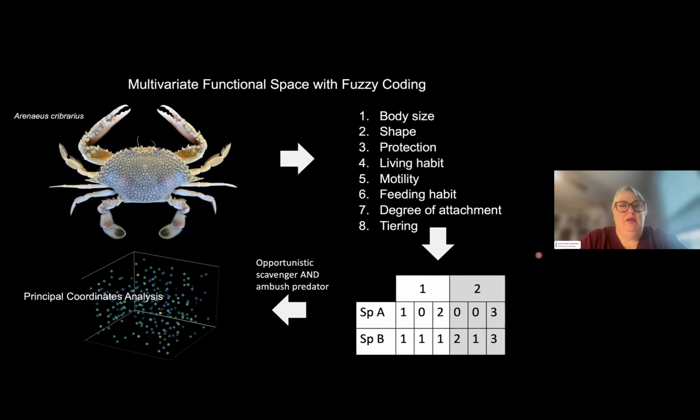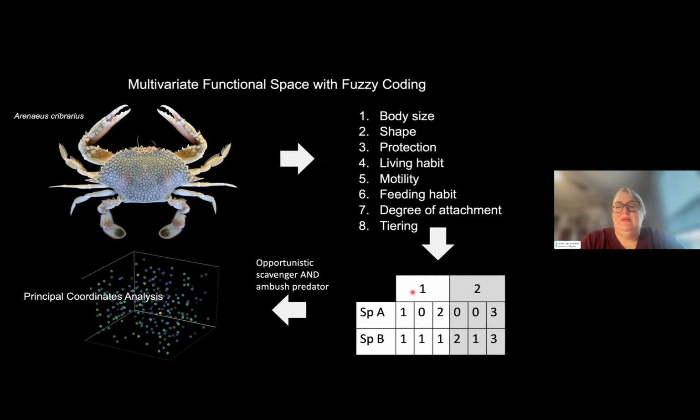Multivariate approaches to measuring functional diversity are much more common. And in this case, I took it one step further. So not just using multivariate functional diversity measures, but doing so with fuzzy coding. So in fuzzy coding, we're able to take those traits. And I also used many more traits. So we used 8 instead of just the 3 classic Bambachian traits.